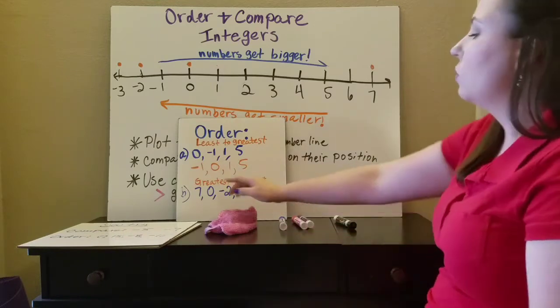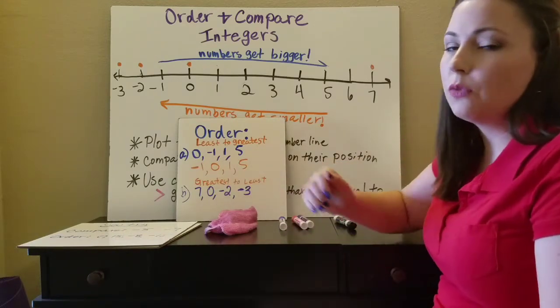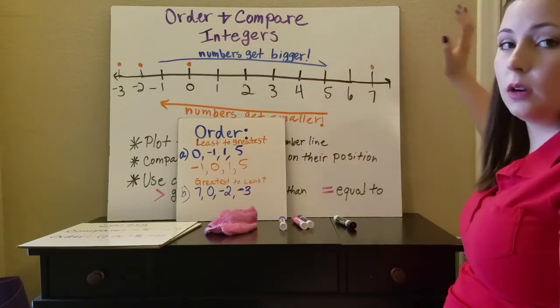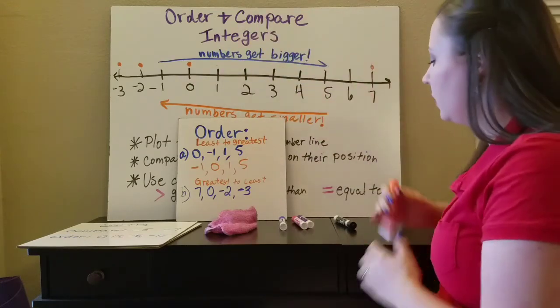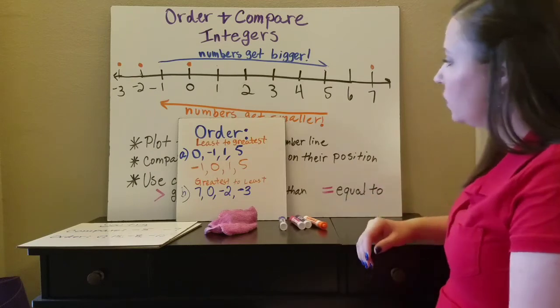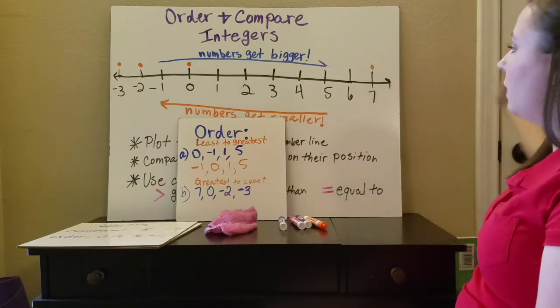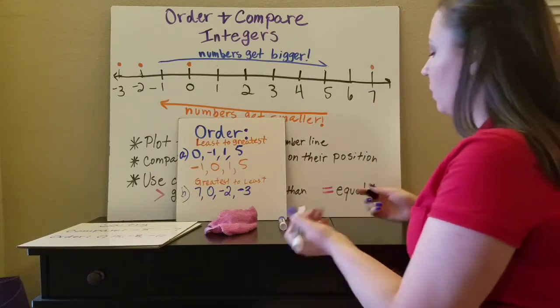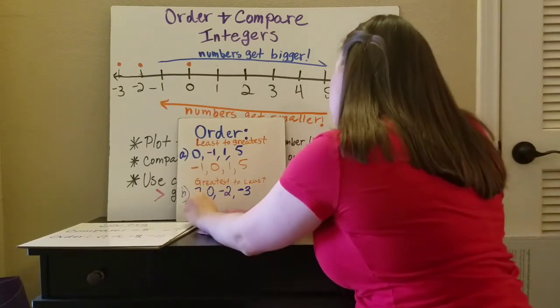Now remember, greatest to least. We said we're going to go from the right to the left because we want the bigger numbers in the front of our list. So what's the first number we run into on the right? 7. So that's our biggest one. So we got 7.